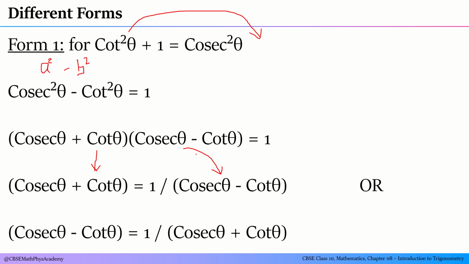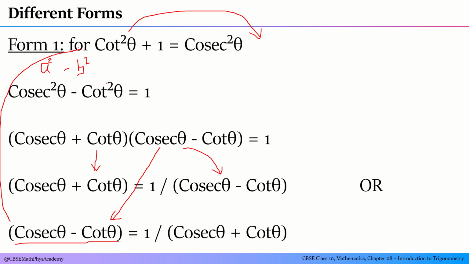Another possibility is I can retain cosec theta minus cot theta on one side and push cosec theta plus cot theta to the other side. Kindly write and familiarize yourself, because there are some problems which will show you this as one of the LHS, and when you see this you should be clear that this is related to trigonometric identity 3.